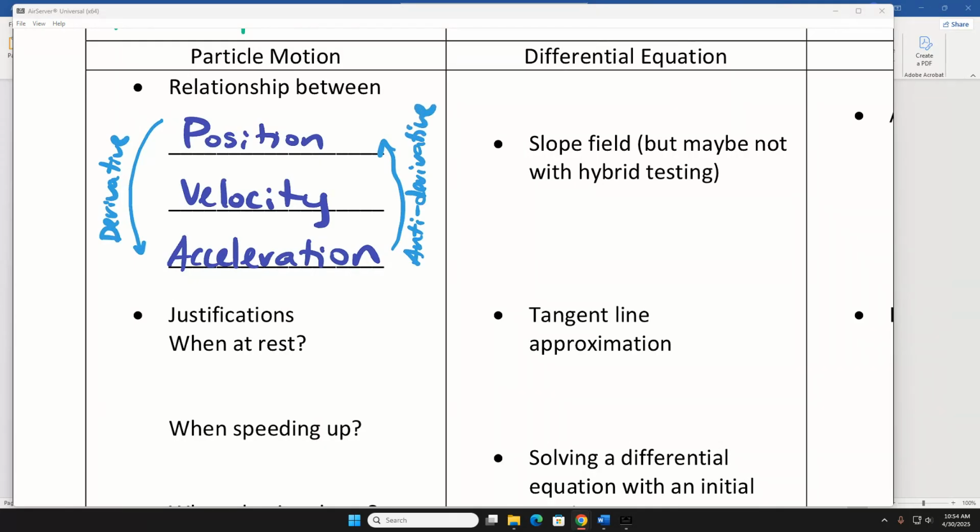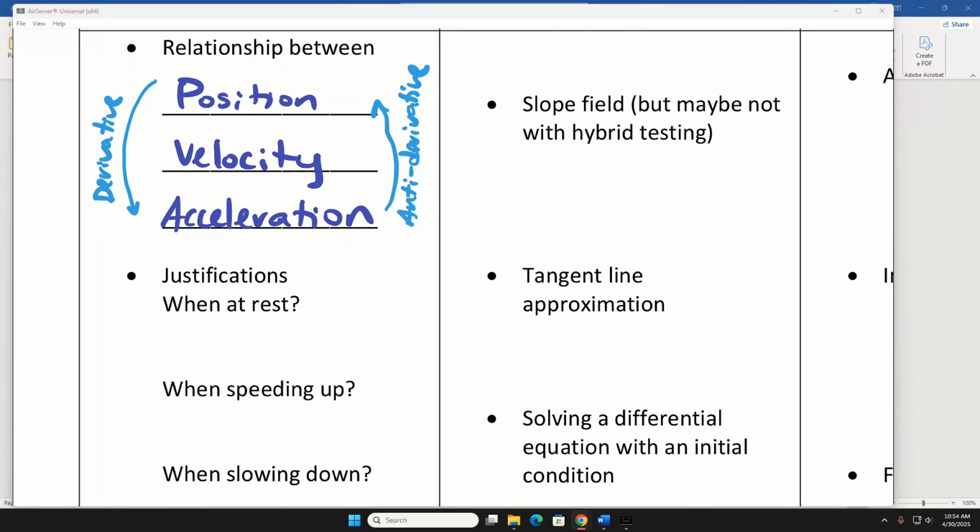Okay, you are probably going to have to do some kind of justification about when the object is at rest or speeding up or slowing down. So when is the object at rest? Like what would happen for the object to be at rest? Velocity is 0.